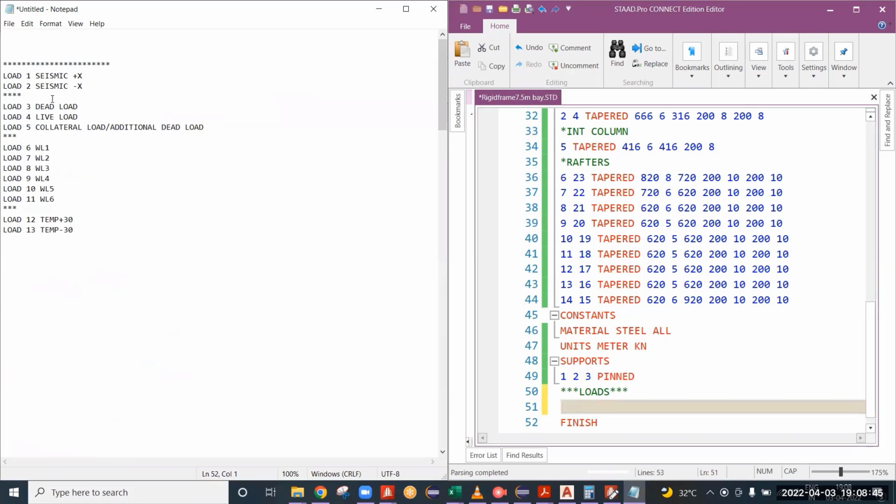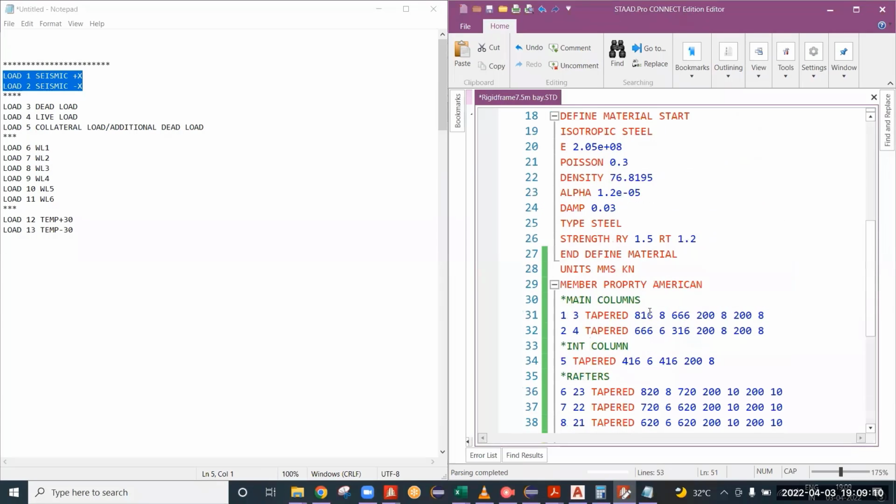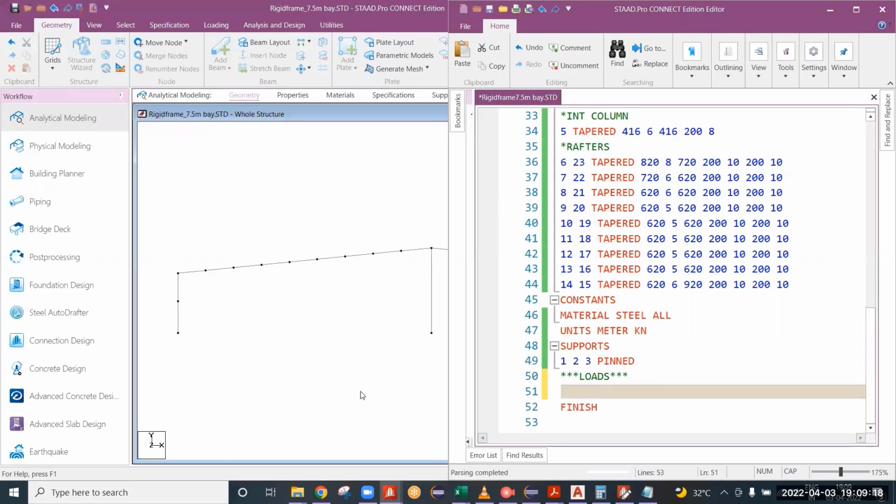If you see this, load number 1 is seismic in positive direction. Before going to the seismic loads, you have to define a seismic definition. How will you define it? Because we are doing ASCE design, we are going to apply seismic by the reference of IBC, International Building Code, and we are going to design the loads according to ASCE 7-10.